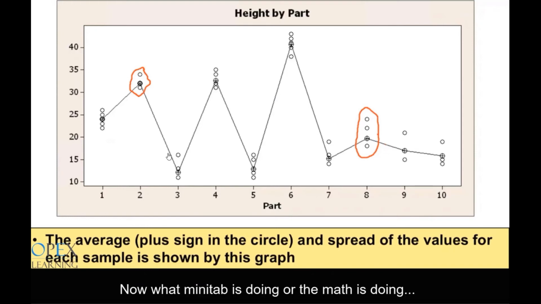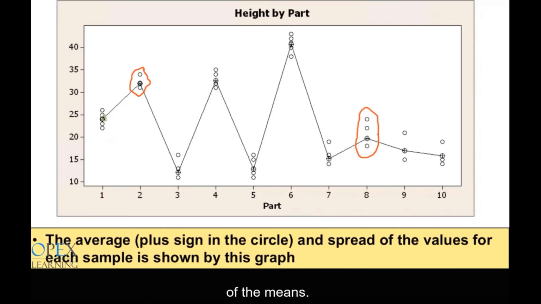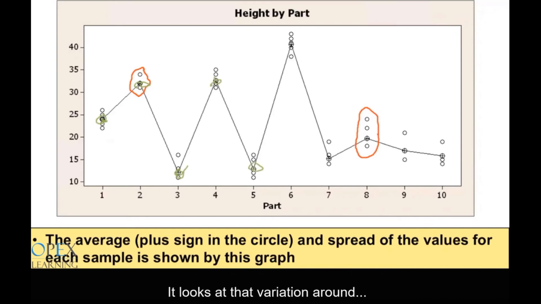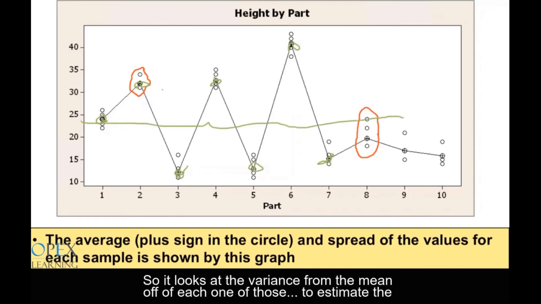Now, what Minitab's doing, or the math is doing, I want to say Minitab because any one of them would do it, is it looks at the variability of the means, the variability mean to mean. So of these circles with the crosshairs, it looks at that variation around the mean. Let's say the mean is right through the middle here. So it looks at the variance from the mean off of each one of those.